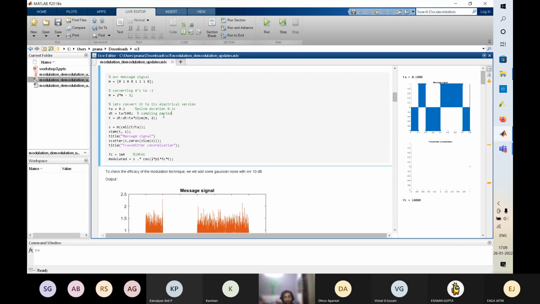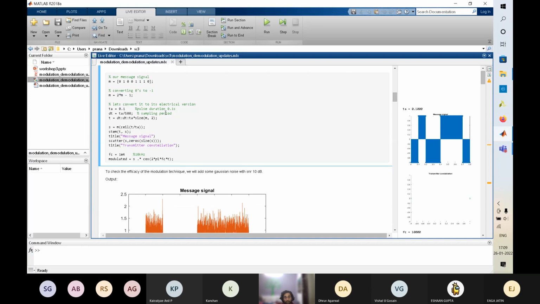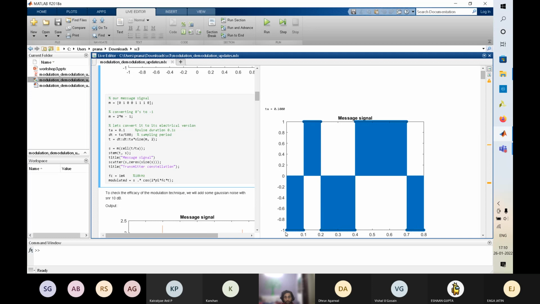Then we make samples. What we are trying to do is send the same signal again and again. So at t equal to 0.1 to 0.2, we are sending the same signal. As on the graph on the right, you can see from 0 to 0.1 we are sending -1, and 0.1 to 0.2 we are sending +1. To achieve that, we have to create a sample.